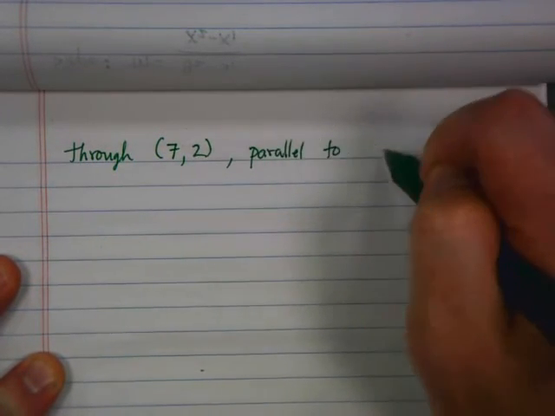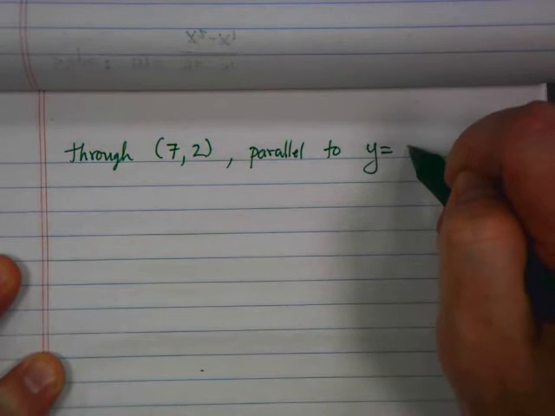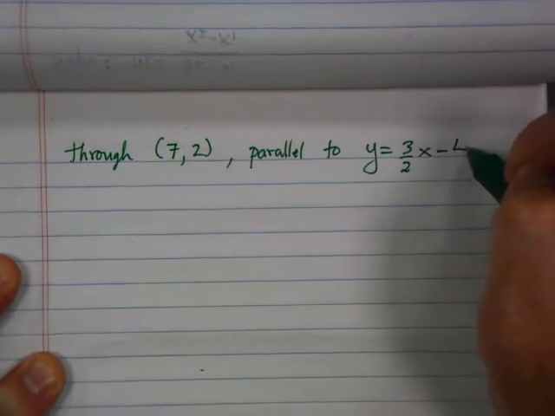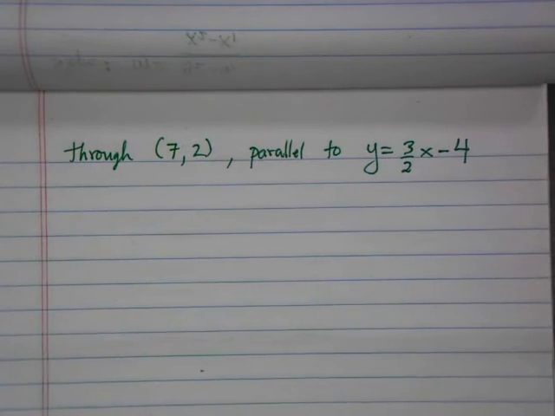Parallel to y equals 3/2 x minus 4. That's a fun one. Do I know the slope? 3 over 2. Oh, wait, yeah, you do. I do. It's 0, -1. No, so I want slope. Slope is just a number. You're giving me a y-intercept, 0, -4.